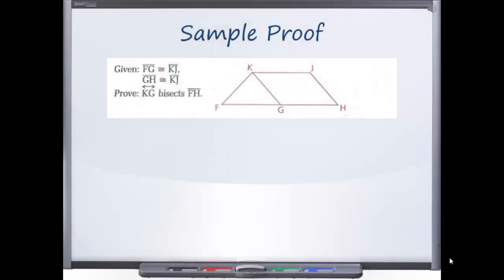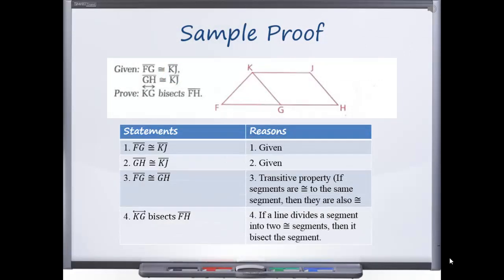So let's see what this proof looks like. All right, so we start with those two given statements. And like I said, we can conclude from those given statements by the transitive property that segments FG and GH are congruent. And if you take a look at the diagram, if FG and GH are congruent, that means G is dividing segment FH into two congruent segments, and that's the definition of a bisector. So we can conclude that line KG bisects FH, because if a line divides a segment into two congruent segments, then it bisects the segment. Okay, so that's the transitive property.